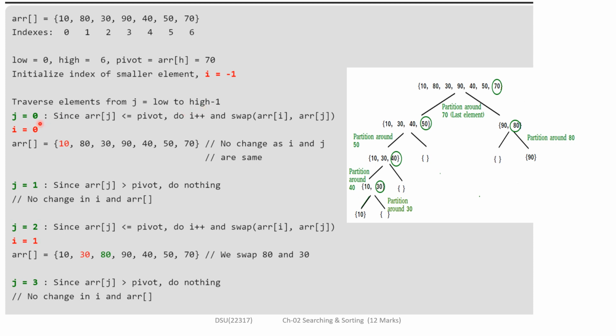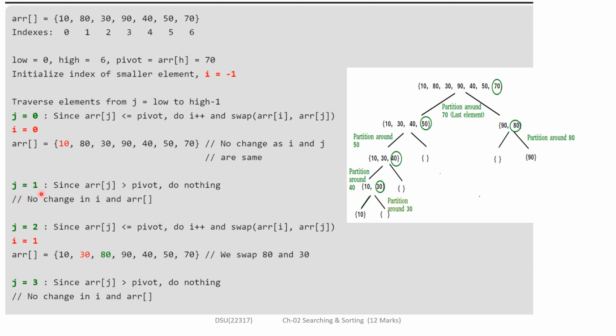Now j is equal to 0. Since A[j] is less than or equal to the pivot, do i++ and swap A[i] and A[j]. Initially i is equal to 0. So our array list is 10, 80, 30, 90, 40, 50 and 70. No changes, as i and j are the same.